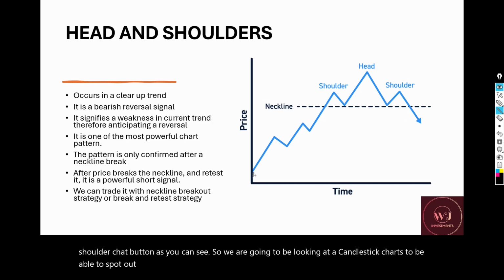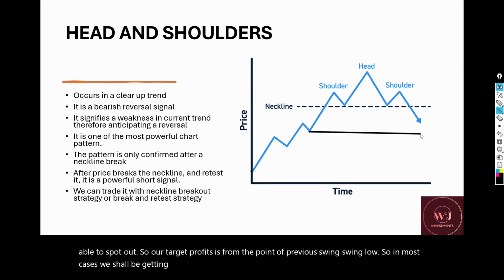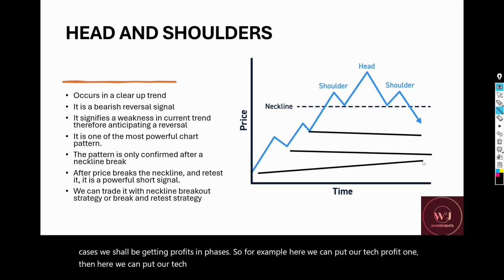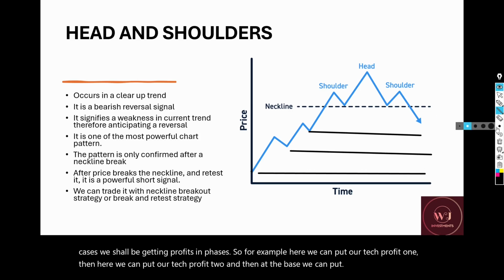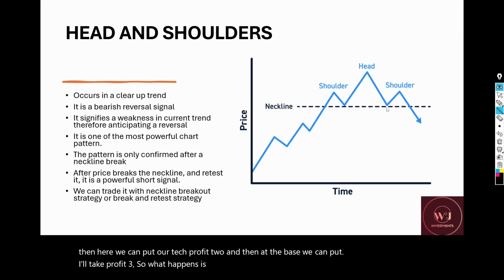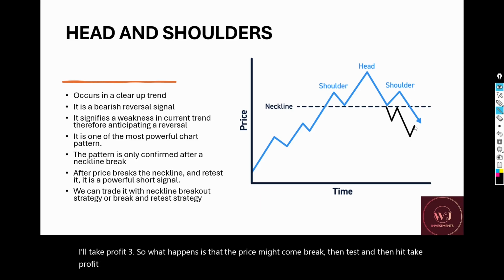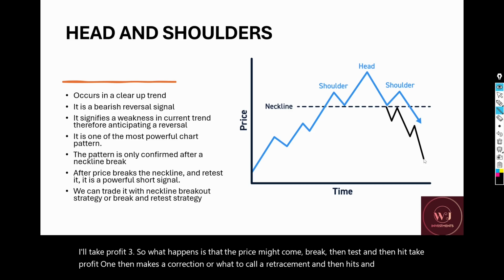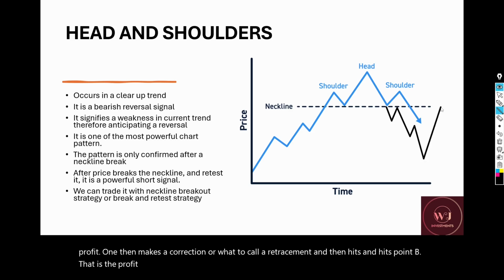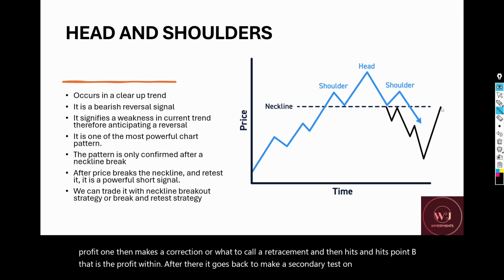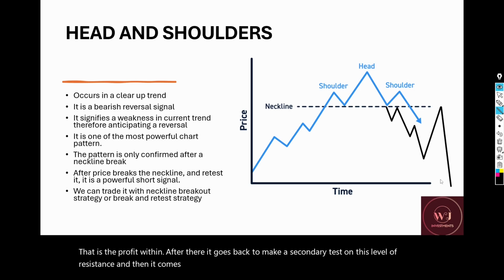So our target profit is from the point of the previous swing low. So in most cases, we shall be getting profits in phases. So for example, here we can put our take profit 1, then here we can put our take profit 2, and then at the base we can put our take profit 3. So what happens is that the price might come, break, then test, and then hit take profit 1. Then it makes a correction, or what we call a retracement, and then hits point B. That is take profit 2. Then after there, it goes back to make a second retest on this level of resistance, and then it comes back to pick out our level 3.